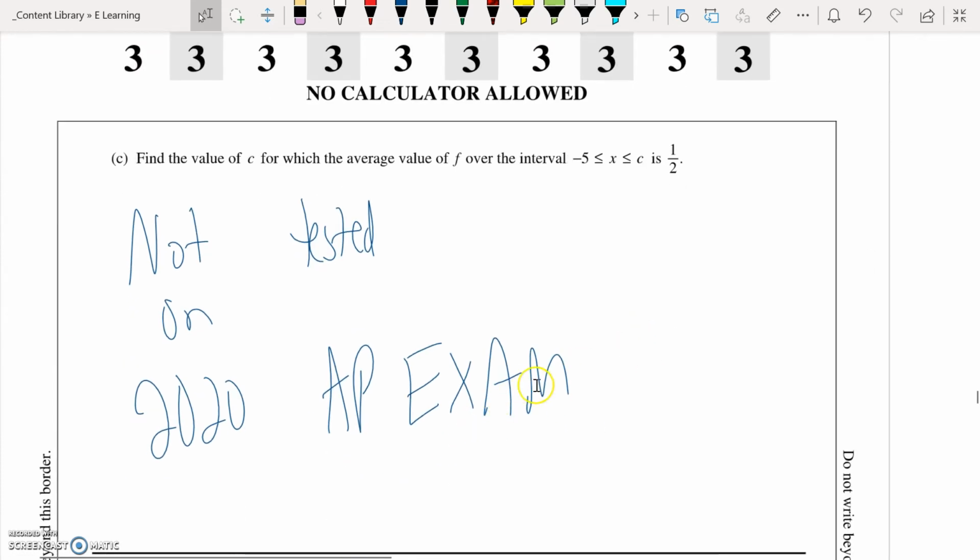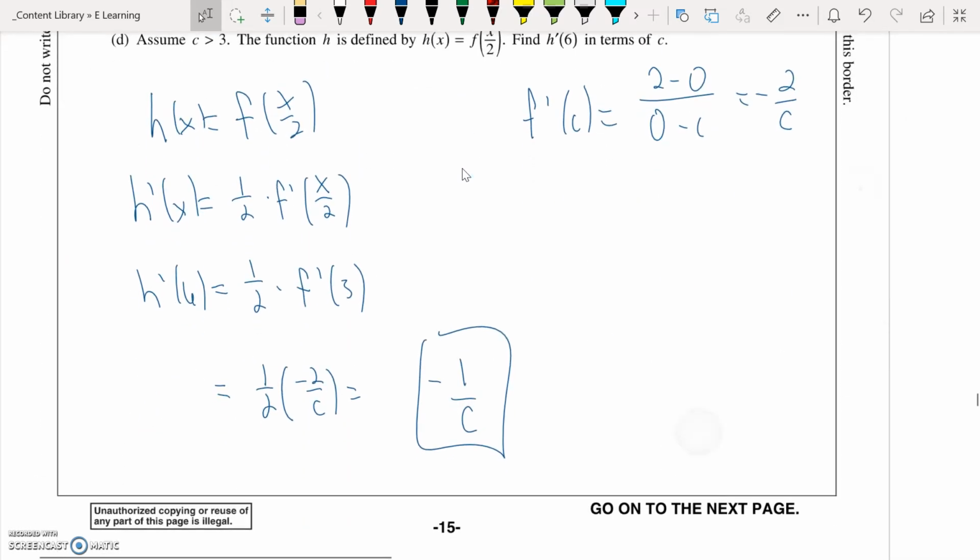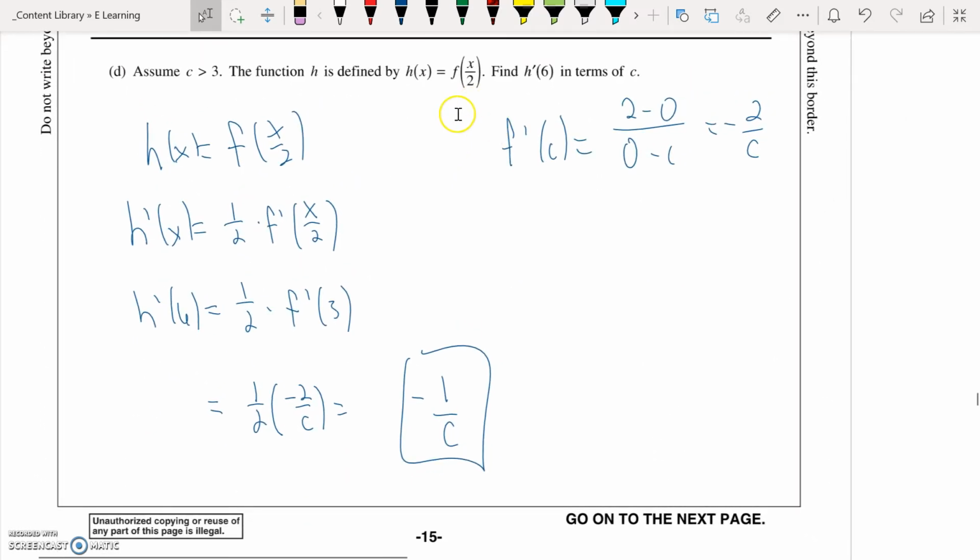Part C will not be tested on the 2020 AP exam. Since Unit 8 is not being covered, we don't need to worry about finding the average value over an interval. And then Part D, we're trying to find h prime of 6.